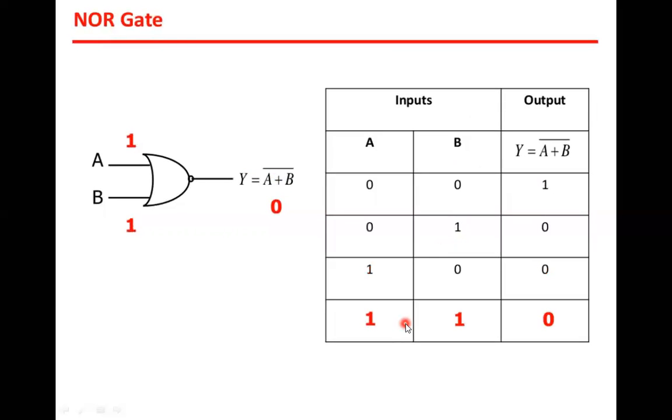Third condition, 1 and 1. Suppose I take A as 1 and B as 1. So 1 plus 1 is 1, and 1's complement will be 0. If you observe the NOR gate, only in the case of the first condition, when all the inputs are low, the output is high. Otherwise, the output is low. So this is the truth table for a NOR gate.